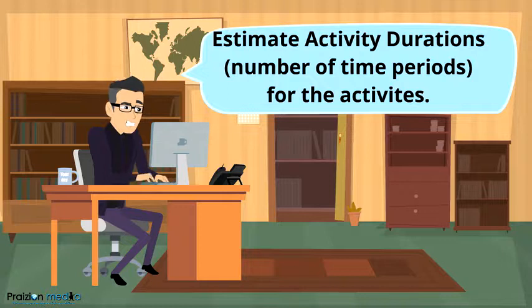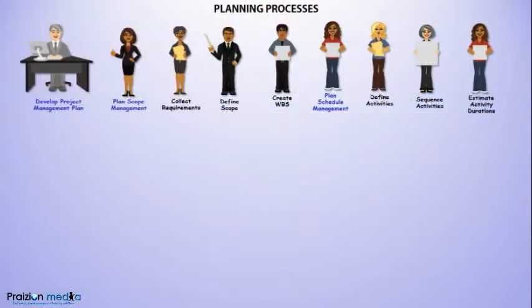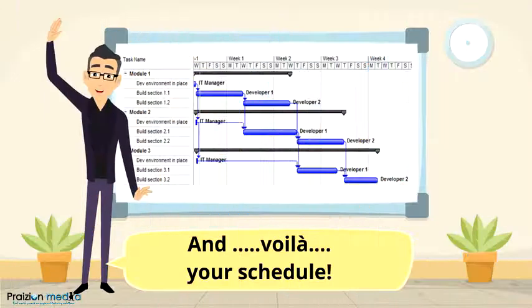The next process is estimate activity durations. Based on an understanding of the resources available, which happens in a different process, we are then able to estimate activity durations for the different tasks.